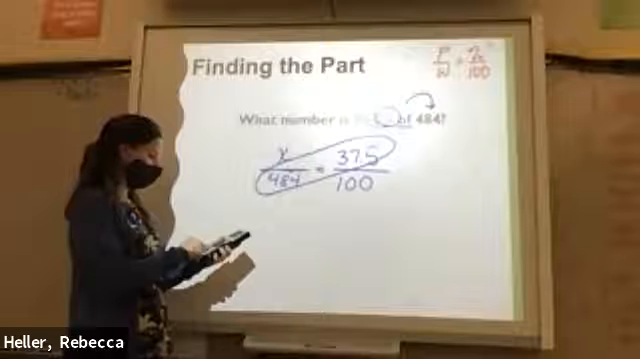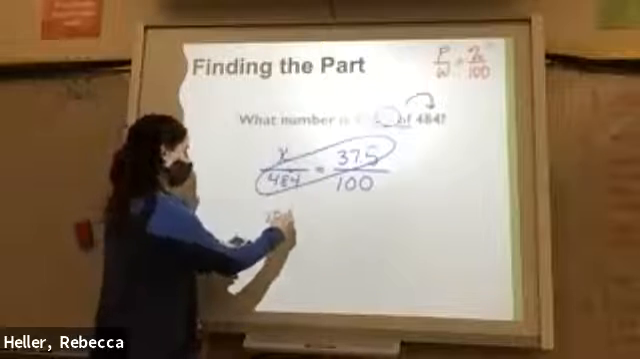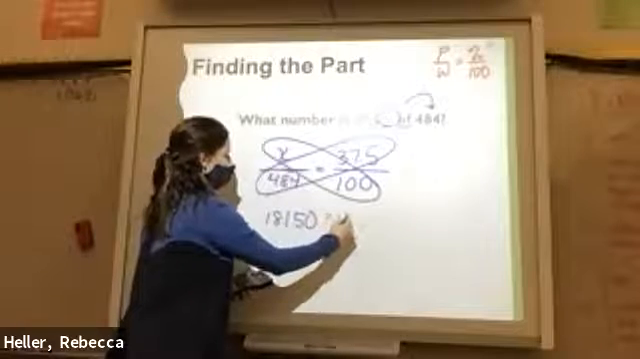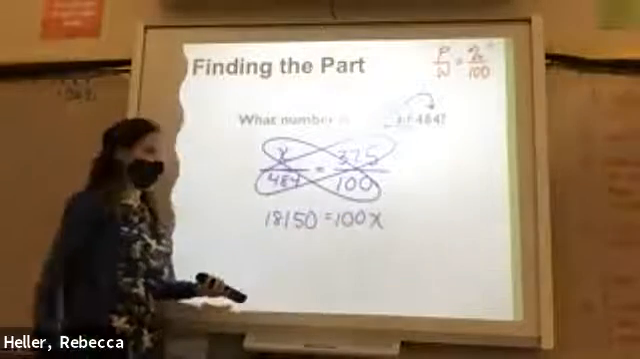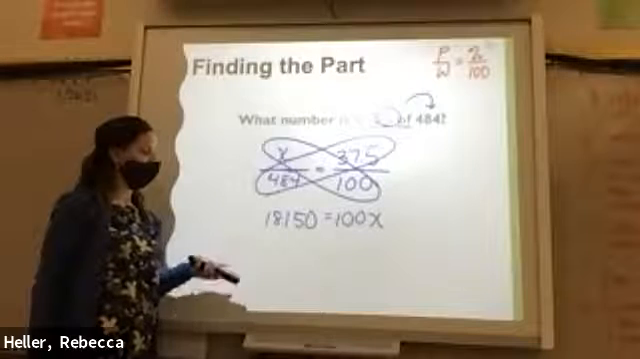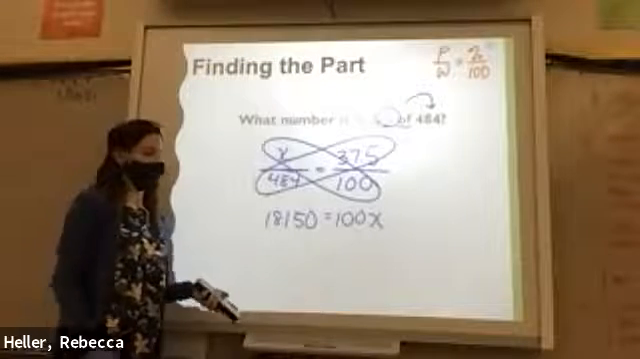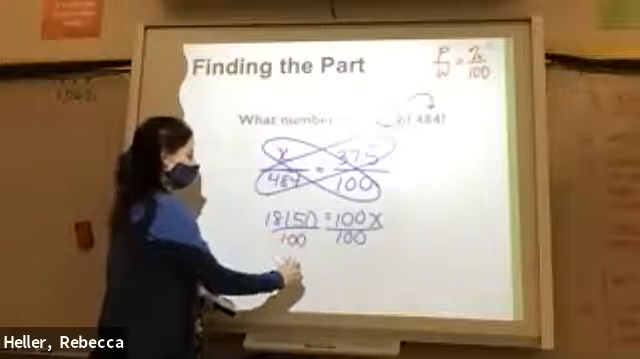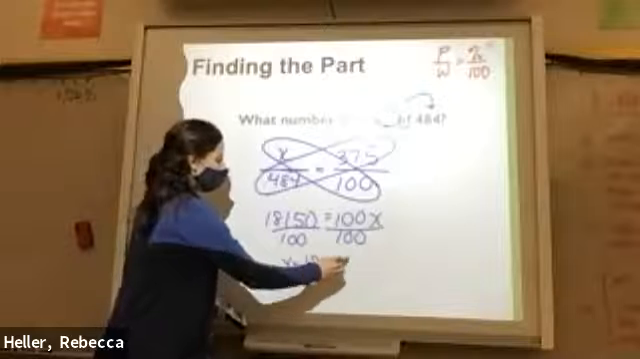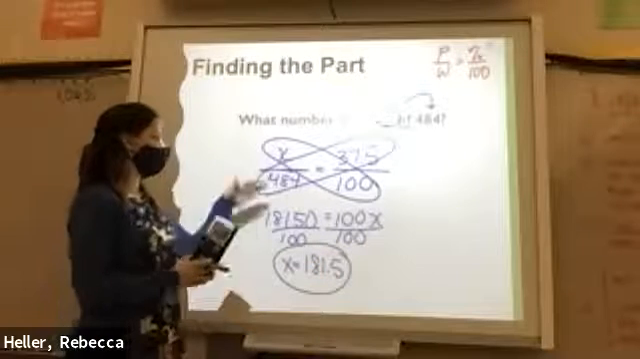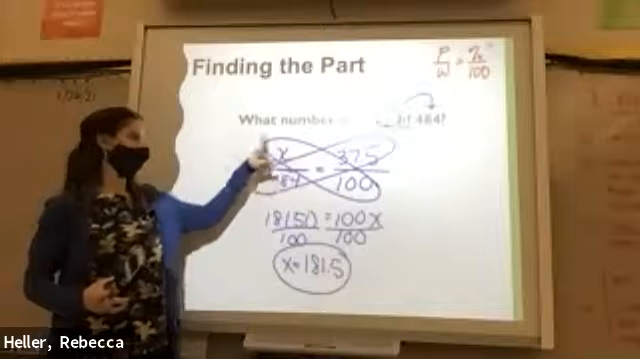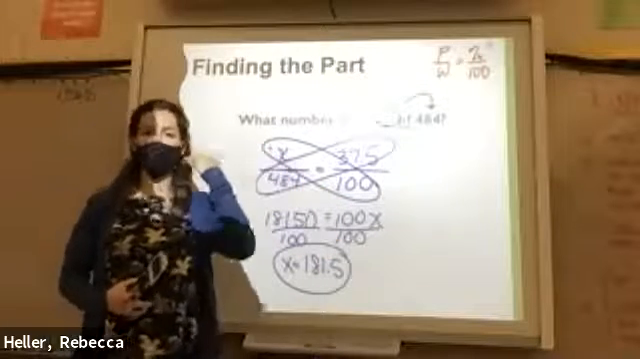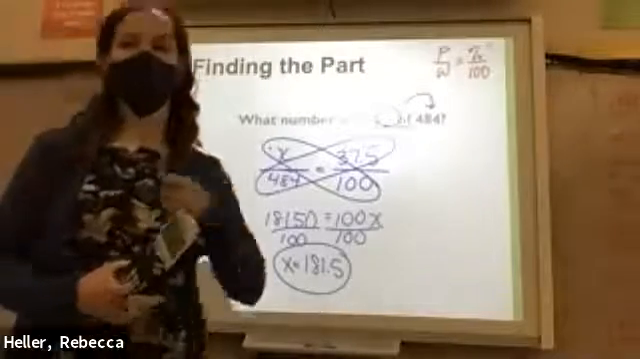So 484 times 37.5, which is 18,150. And then 100 times x, which is, you have to figure out what number times 100 would also equal 18,150. So we divide by 100, and we get that x is equal to 181.5. Okay, so you multiply the two numbers that you do know, and then you divide by the number that is diagonal from the x. That is the cross multiplying method that we learned in the last chapter.